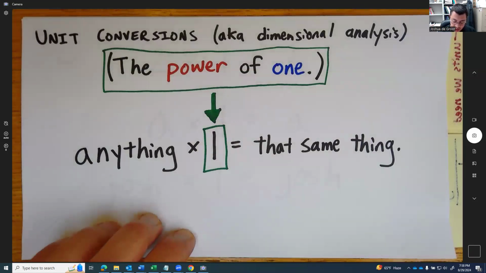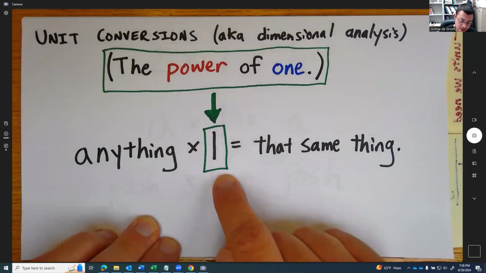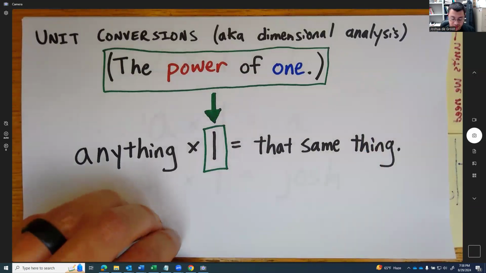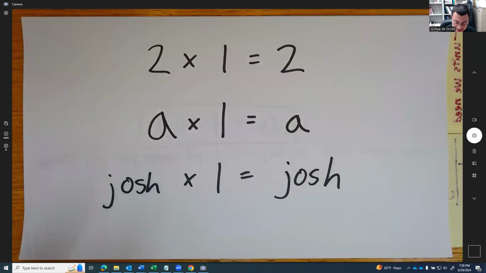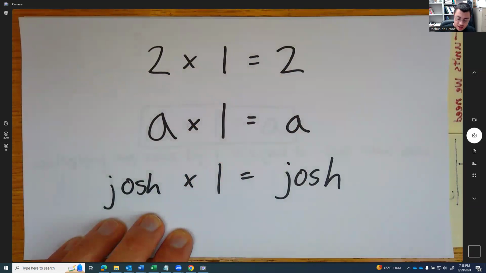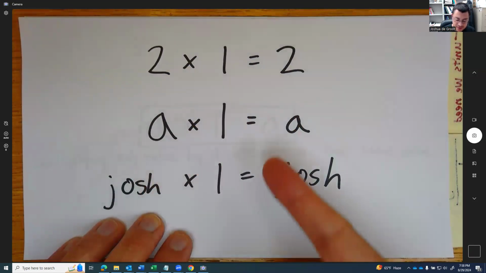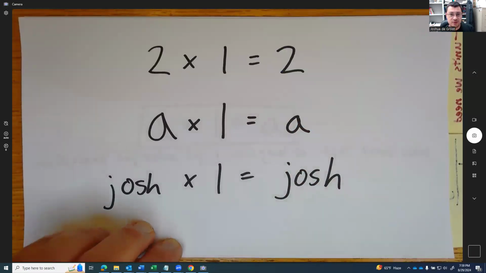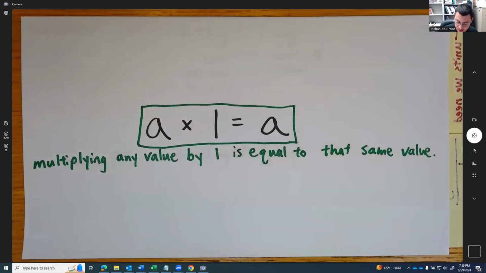The first thing I want us to keep in mind regarding the number one is that anything times one is equal to that very same thing. Just so that we're on the same page, if I were to write something like 2 times 1, it'd be equal to 2. If I wrote A times 1, that would be equal to A. If I did something silly like Josh times 1, that would be equal to Josh. So multiplying any value by 1 is equal to that same value. This is something I want us to keep in our mind as we try to do a conversion.